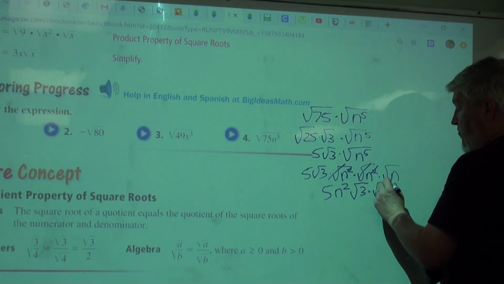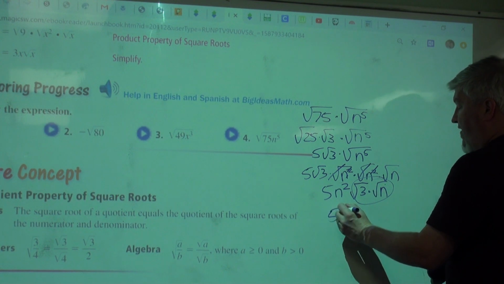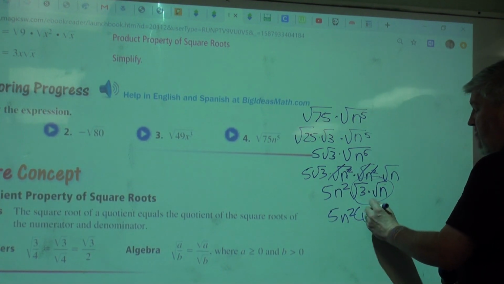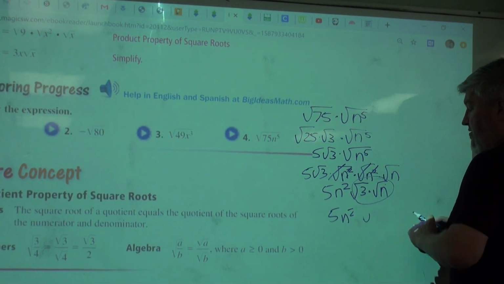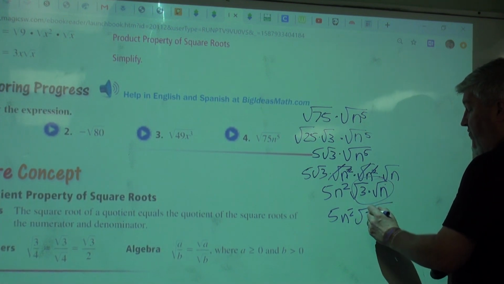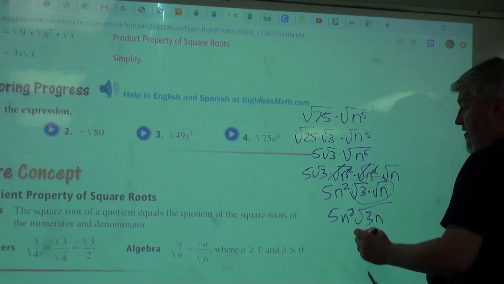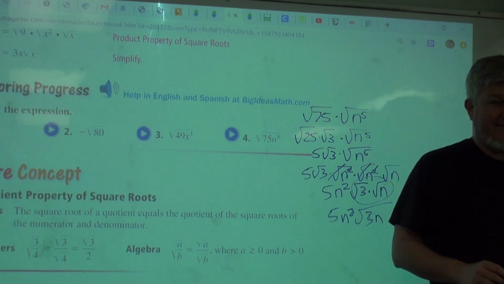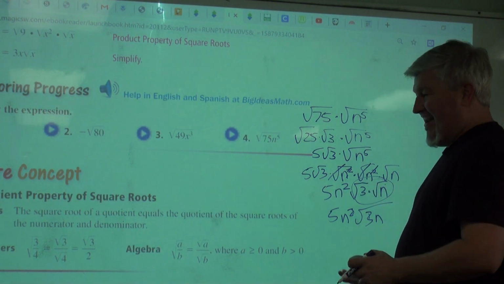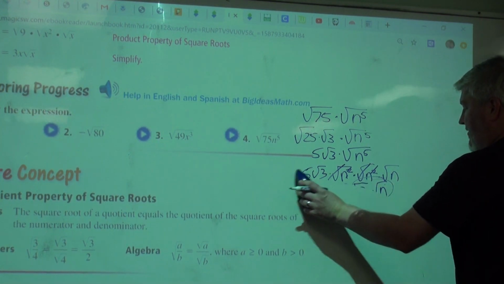And then to make it look right, let's bring those back together. 5n squared times the square root, I need to put the parentheses there, of 3n. Okay? Ooh, that was ugly. Love it. All right. That's that.